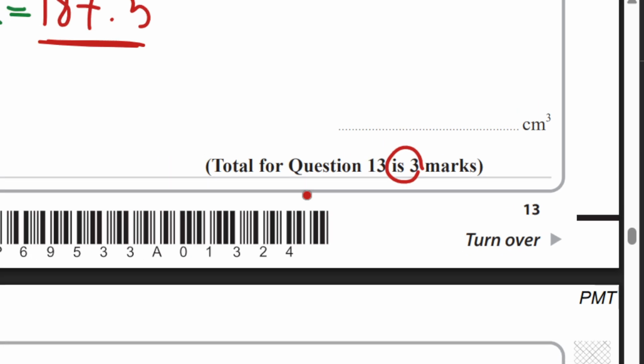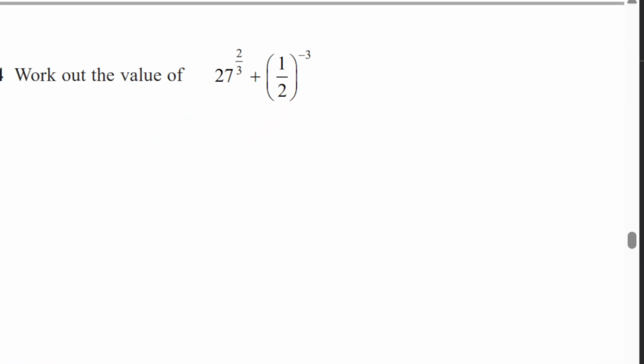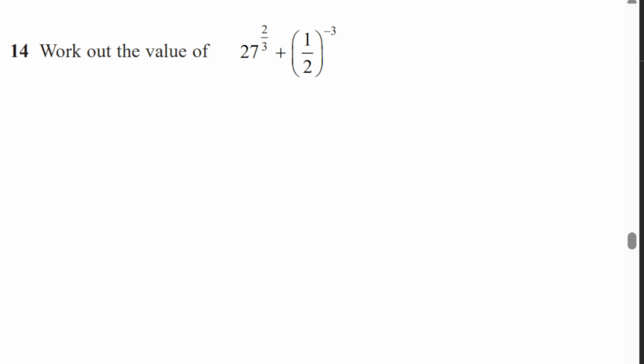How was it? Please revise the similar shapes. If you don't know how to find it, you will lose marks. In most of the IGCSE questions, you see similar shapes. Alright, question 14, indices. This is a very nice question.